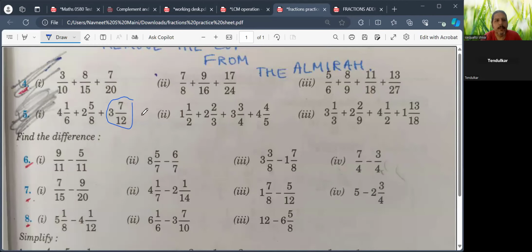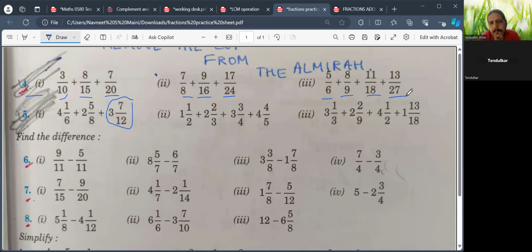No doubt. Okay, now can you look at these questions? Question number 4. Would you be able to do these questions? I'll explain how you will do the question. You will find the LCM of 10, 15 and 20 first. In this question, you will find the LCM of 18, 16 and 24 first. In this question, you will find the LCM of 6, 9, 18 and 27 first. Only once you have found the LCM will you make equivalent fractions and then do the last step.